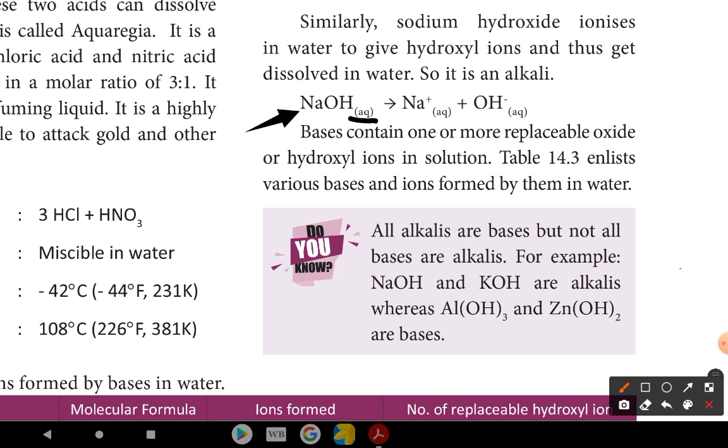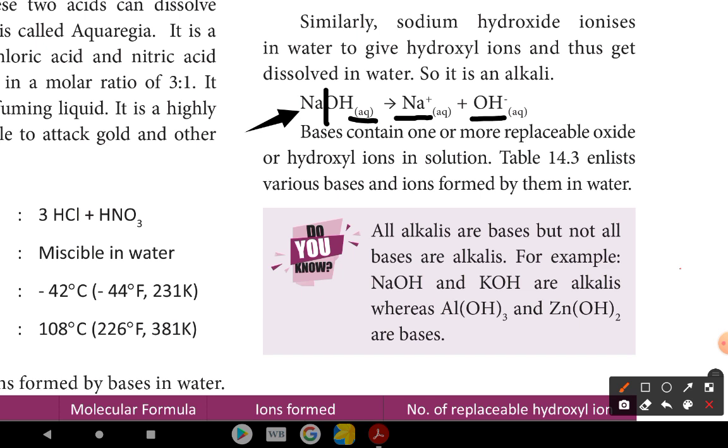Okay, so when sodium hydroxide is dissolved in water, it gives hydroxyl ions, OH minus (aq), and sodium Na plus ions. See, there is a split going on like this. This compound is a chargeless compound. It doesn't have any charge. No plus charge, no negative charge. நடுநிலையான ஒரு சேர்மம். No resultant charge.